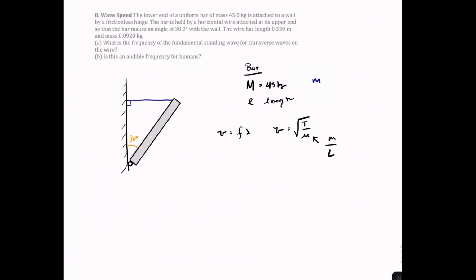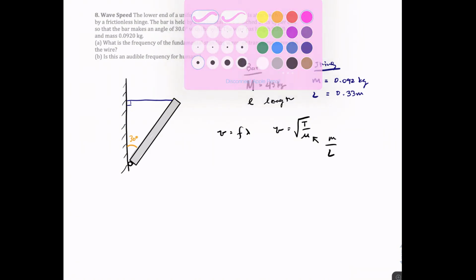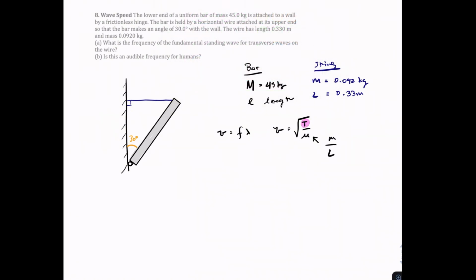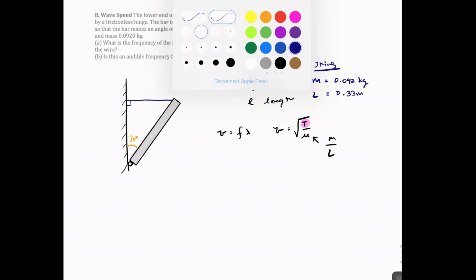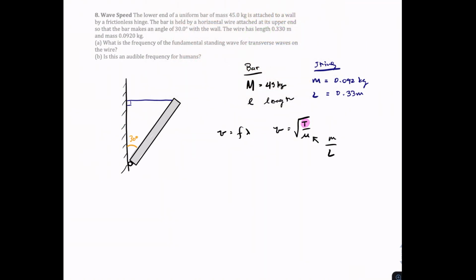So the mass of the string is going to be 0.092 kilograms, and the length of the string is going to be 0.33 meters, which is 33 centimeters. So this is for the string. Okay, so we have these things, and the key thing we're going to want to try to find here is tension. And in order to find tension, we're going to have to use what we remember about torque.